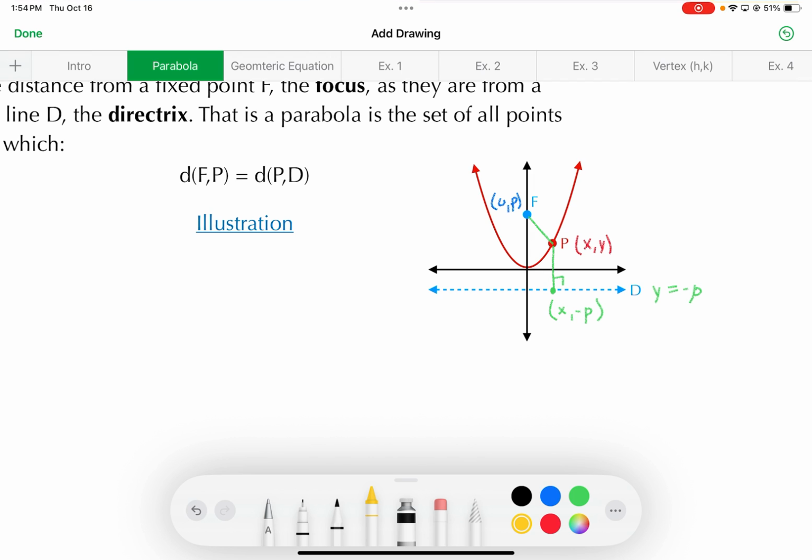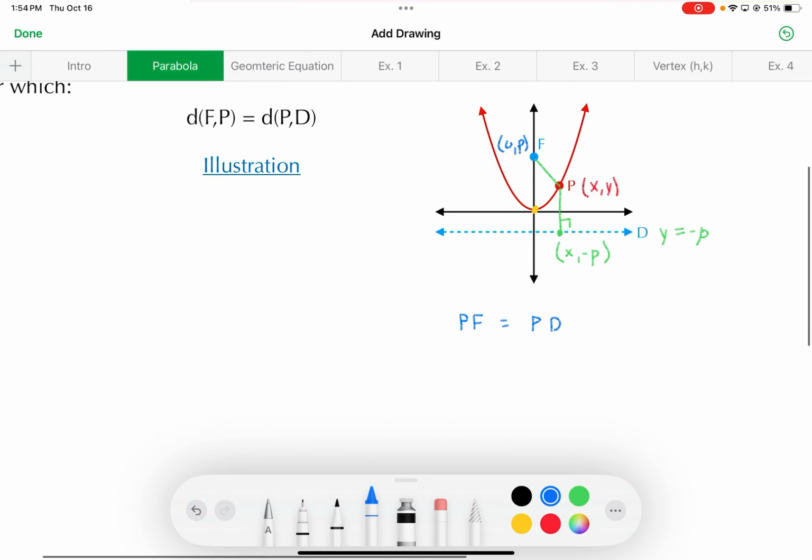Why is that? Well, there's a vertex here on the parabola at the origin, right? So that means there are p units between the vertex and the focus. By definition, there has to be p units between the vertex and the directrix then, right? So that means I have to go p units down, okay? All right, so what I'm going to do is find the distance from point P to F, and that should be equal to the distance from point P to that directrix line D, all right?